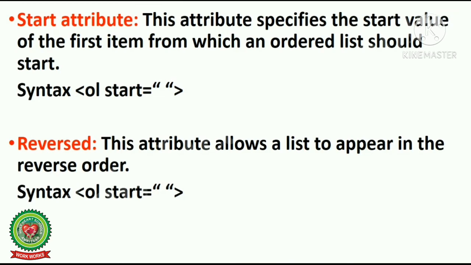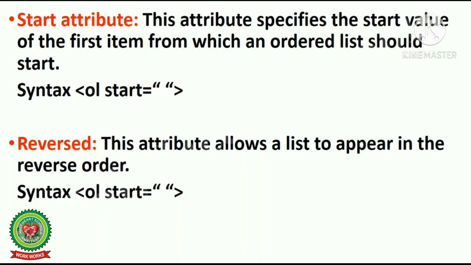Now, there are various attributes that are specially used with an ordered list. Let us discuss. First is start attribute. This attribute specifies the start value of the first item from which an ordered list should start, and the syntax is angular bracket start OL start is equal to, then mention your number from where you want to start your ordered list, and then close angular bracket.